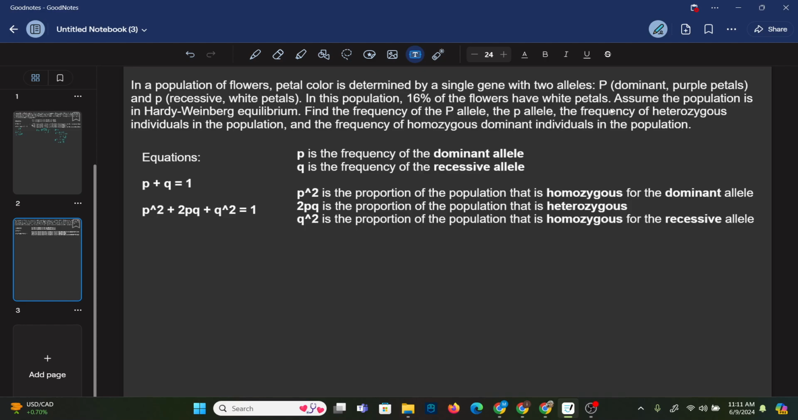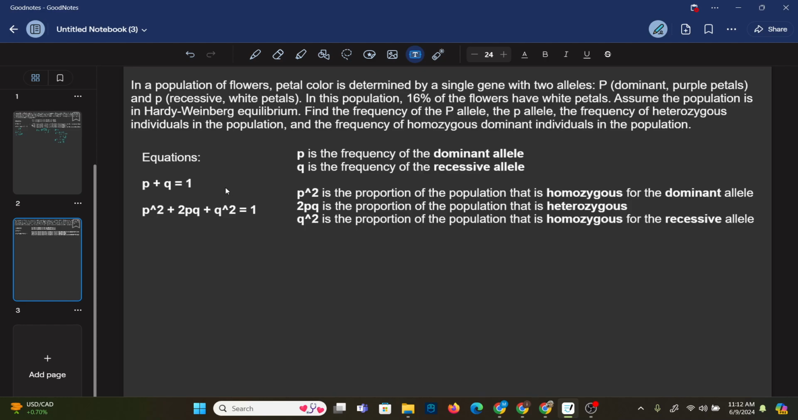In this population, 16% of the flowers have white petals, which is recessive. Assume the population is in Hardy-Weinberg equilibrium. Find the frequency of the big P allele, the little p allele, the frequency of heterozygous individuals in the population, and the frequency of homozygous dominant individuals in the population.